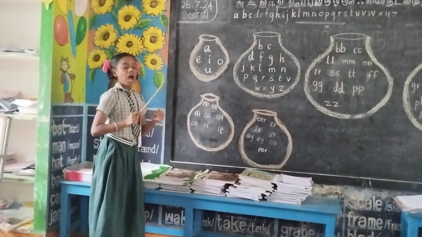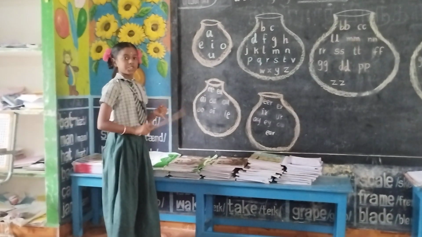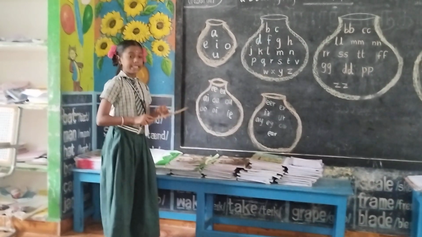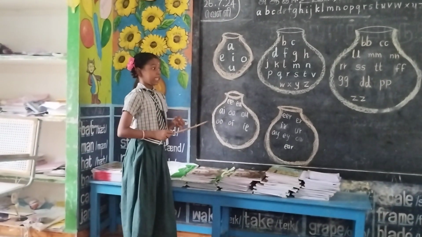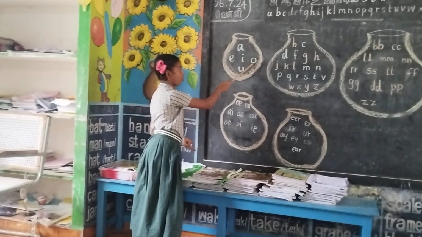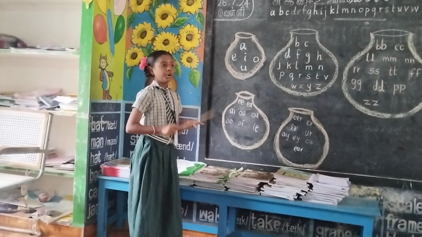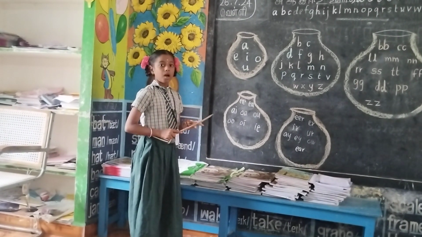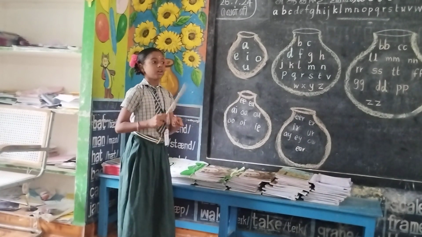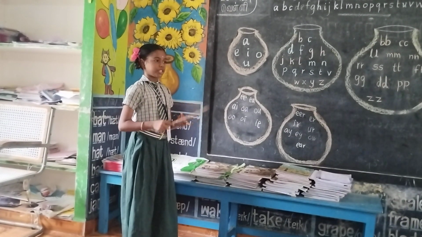The letter I has two sounds. I, E. For example, nice, rice, horse. For E, for example, kid, king, pig. The letter O has two sounds. O. For example, palm, bone, nose. The sound. For example, box, cart, pan, dog.